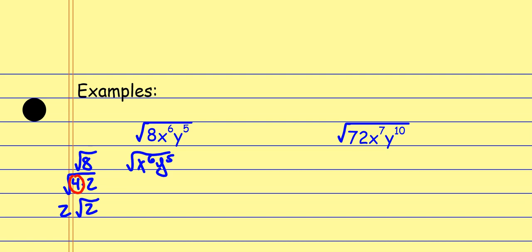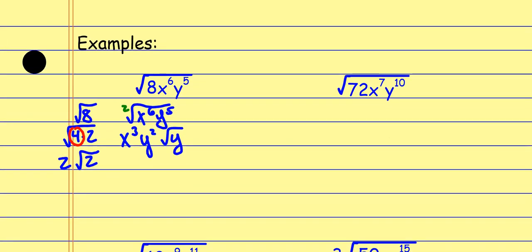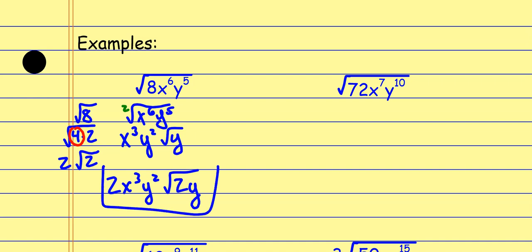Okay? Over here, I divide each of these by 2, so I'm dividing the exponent by 2. So 6 divided by 2 is a 3. And then 5 divided by 2 is 2 with 1 left over. Okay? So now if I recombine these, just look at the stuff that's outside the radical. I've got a 2, an x to the third, a y to the second, and then underneath I have a 2 and a y. And I'm done.